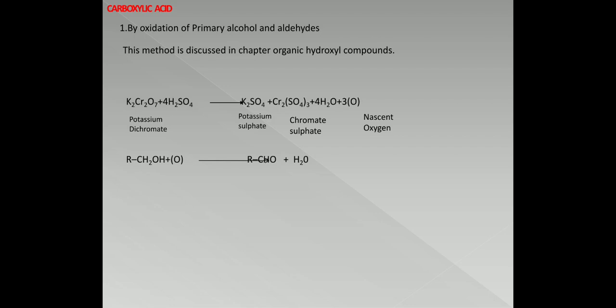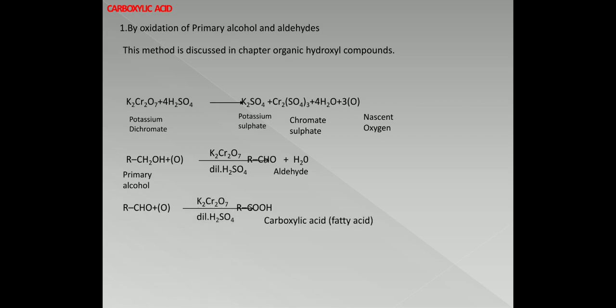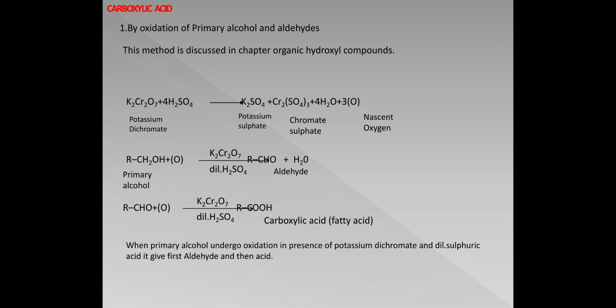See this reaction: primary alcohol RCH2OH, with nascent oxygen provided by K2Cr2O7 and dilute H2SO4. First it forms the aldehyde RCHO, and this aldehyde is further oxidized and forms the corresponding acid RCOOH, carboxylic acid. When primary alcohols undergo oxidation in presence of potassium dichromate and dilute sulfuric acid, it gives first aldehyde and then acid.